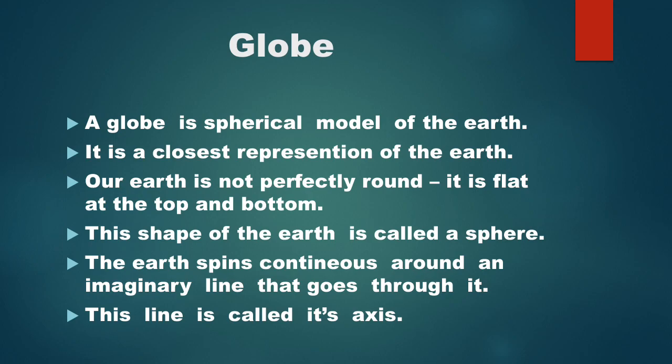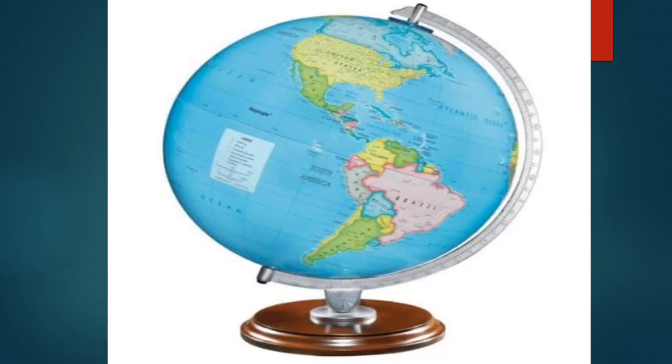I think you have all seen the globe. Yes, dear children, it's nothing but a small model of the earth. It's a spherical model of the earth, which is the closest representation of the earth. Our earth is not perfectly round, it is flat at the top and the bottom. This shape of the earth is called a sphere. The earth spins continuously around an imaginary line called the axis, which is inclined at 23.5 degrees. See, this is a picture of the globe where we can see different countries, continents, even the water bodies.